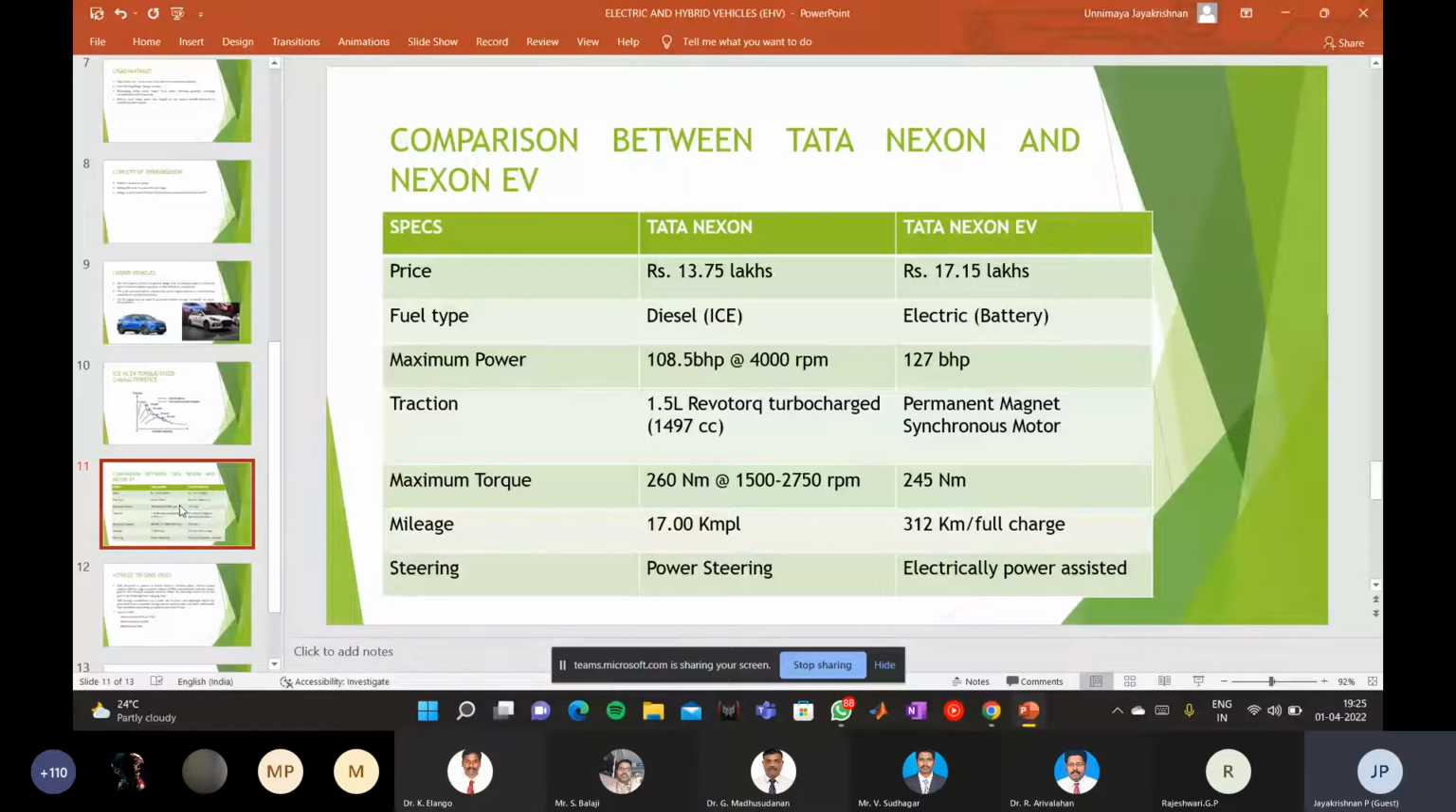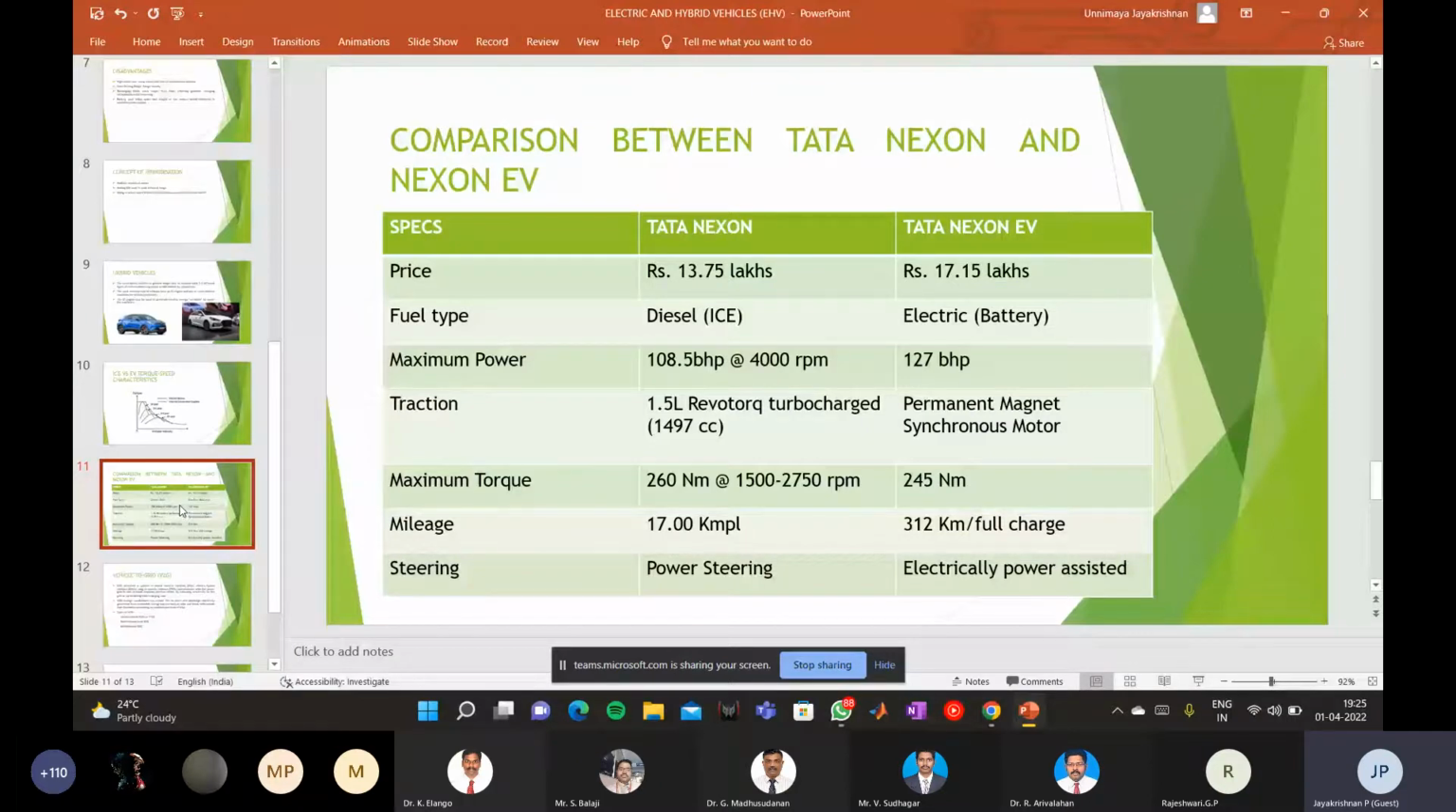Maximum power is 108.5 bhp, depending upon the RPM of the engine. Here there is no engine, so 127 bhp is the maximum power output from the Nexon EV. Traction is a 1.5 liter Revotorq turbocharged engine in the Nexon. Here a permanent magnet synchronous motor is used for traction in the EV. Maximum torque is 260 Newton meter for the Nexon, and 245 Newton meter for the Nexon EV.